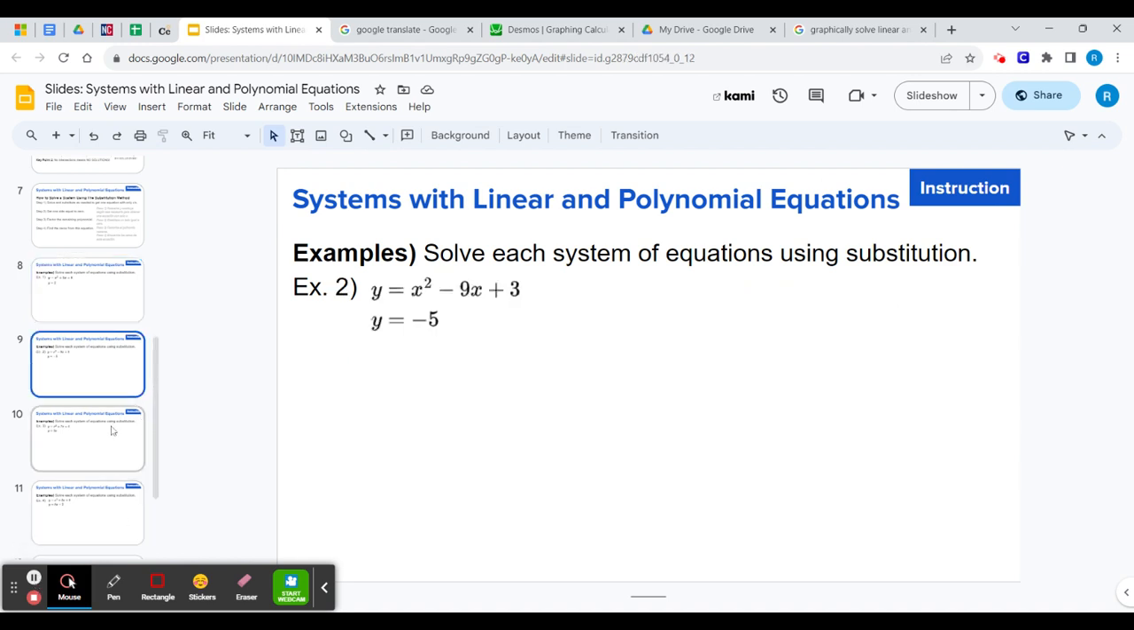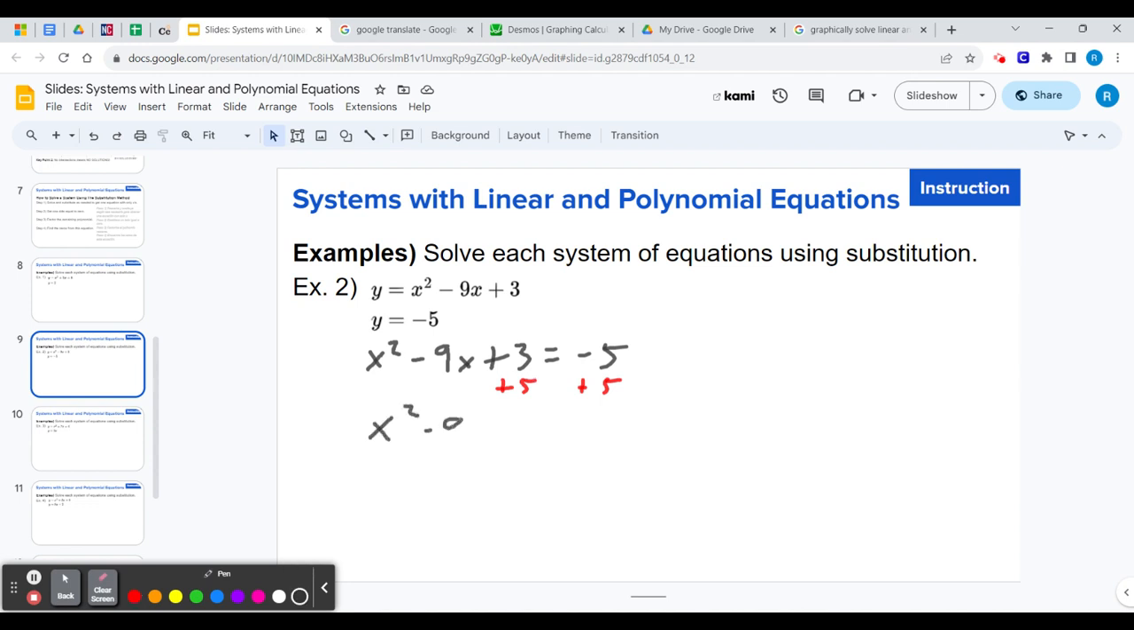So let's try this with example 2. Very similar scenario where we have two equations equal to y, so we can start by just setting them equal to each other. We'll have x squared minus 9x plus 3 equals negative 5. We can then add 5 to both sides. Get x squared minus 9x plus 8 equals 0.